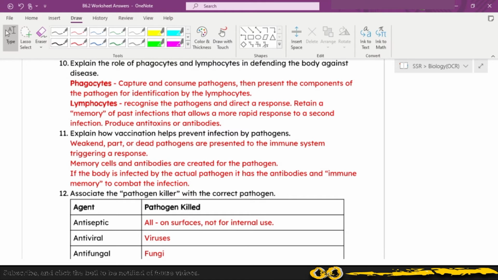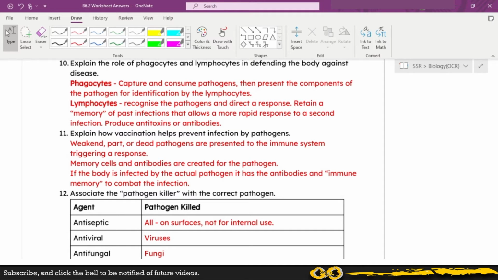When your immune system is going to respond, you have a simplified view of this that you need at GCSE. It depends essentially on two categories of cells, the phagocytes and the lymphocytes. The phagocytes are going to capture and consume pathogens, breaking them down, and then using those parts for identification. So the lymphocytes will then recognize the pathogens that the phagocytes have broken down and produce the appropriate antibody or antitoxin for that pathogen, and then retain that memory so that if there is a future infection, their response is much more rapid and much more correct or targeted.